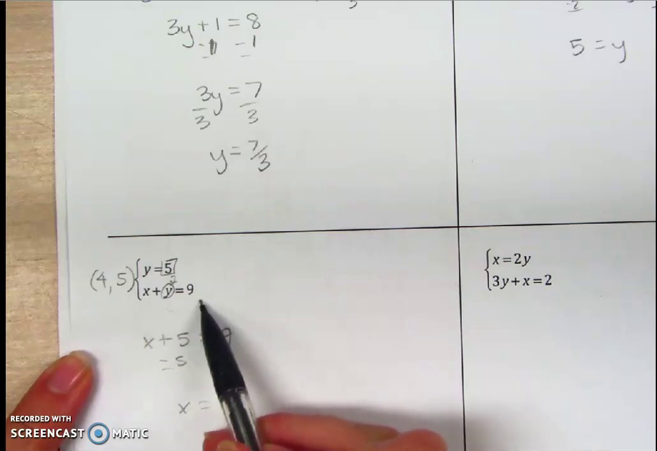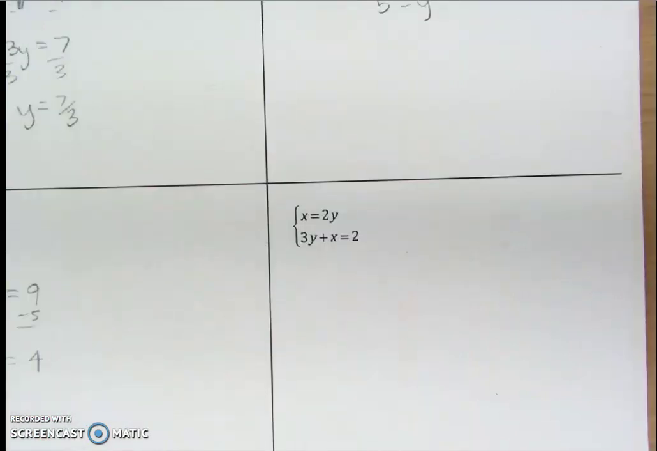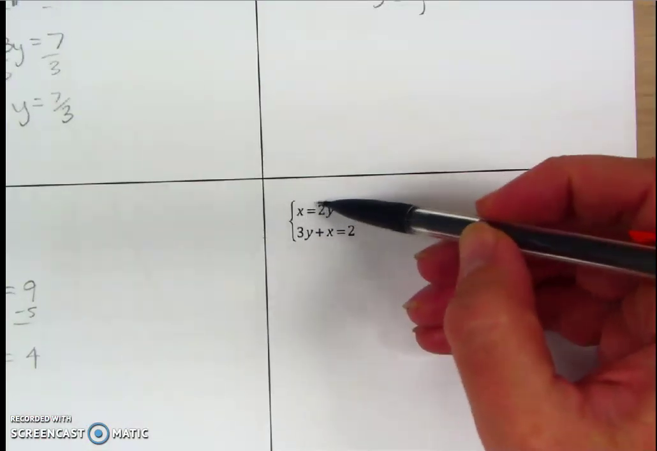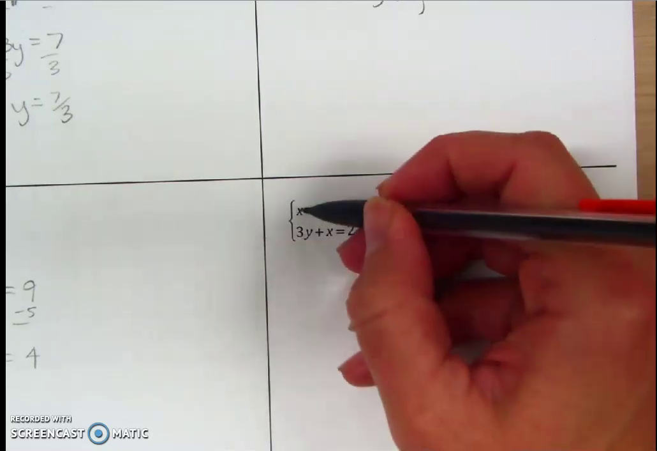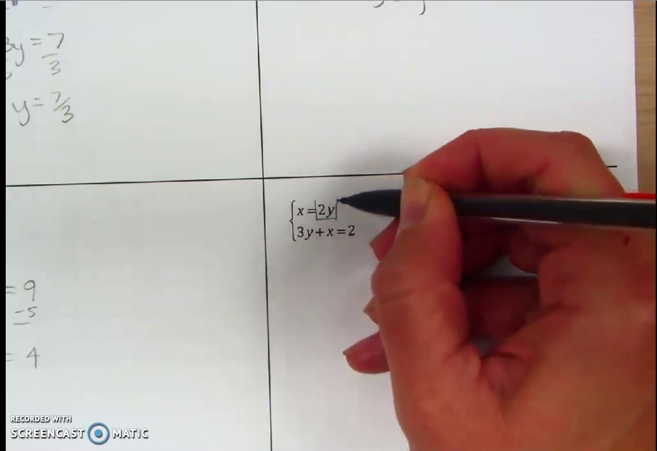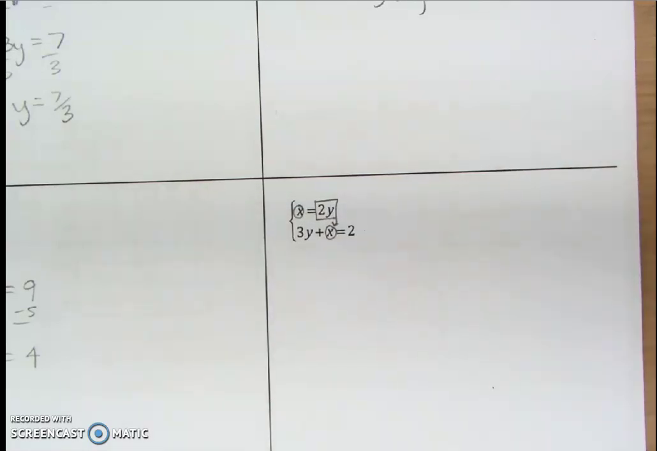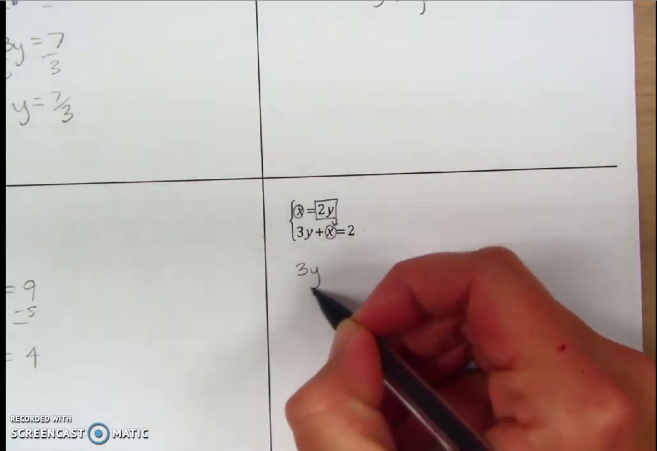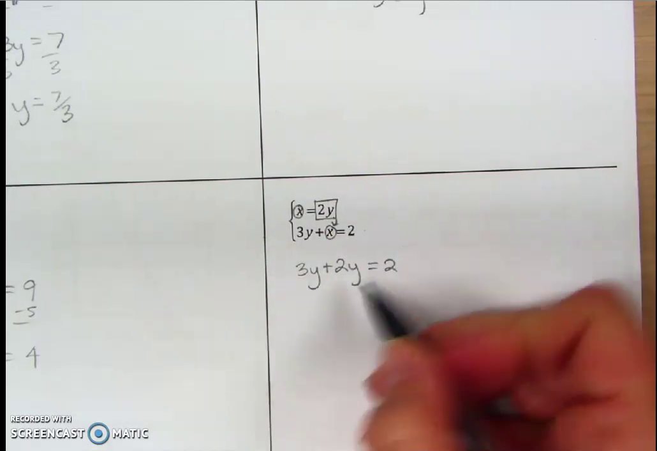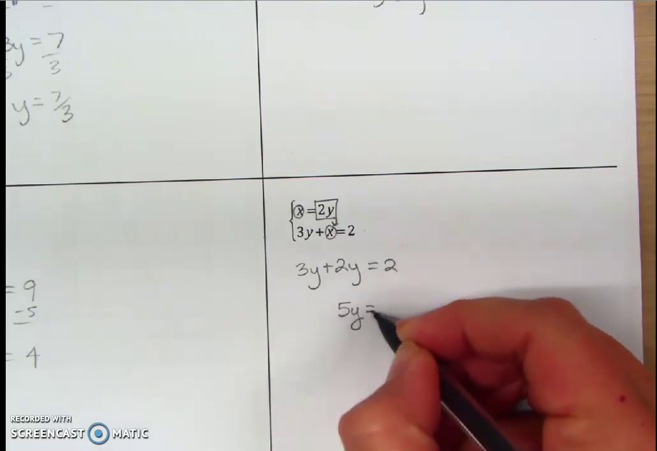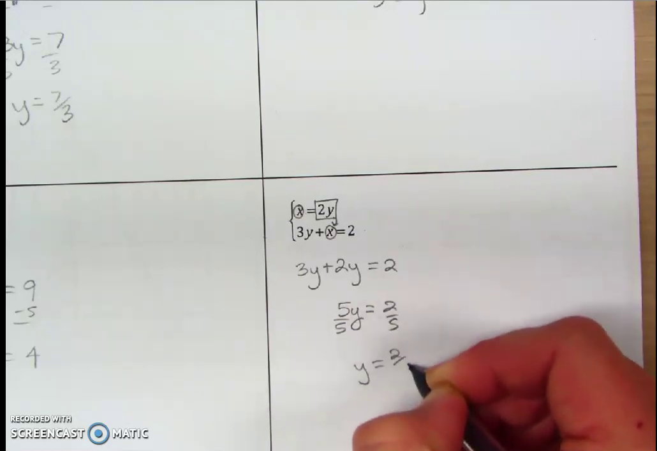Now, does x plus y equal 9? Does 4 plus 5 equal 9? Yeah, that works out. All right, just a couple more examples. Let's try this one. X is equal to 2y, and 3y plus x is equal to 2. So I see x by itself. X is equal to 2y, so that means I can plug in 2y for x. Okay, so that would give me 3y plus 2y equals 2. 3y plus 2y, all right, well that would be 5y would equal 2. Divide both sides by 5, and we get y equals 2/5.